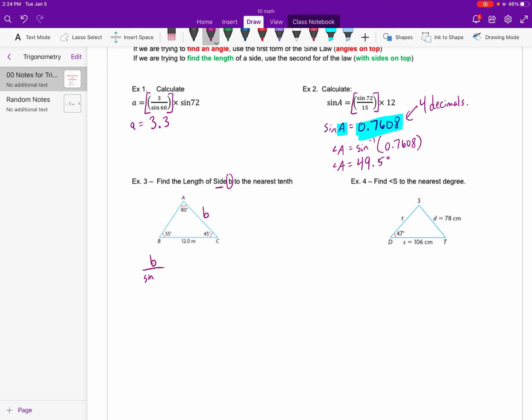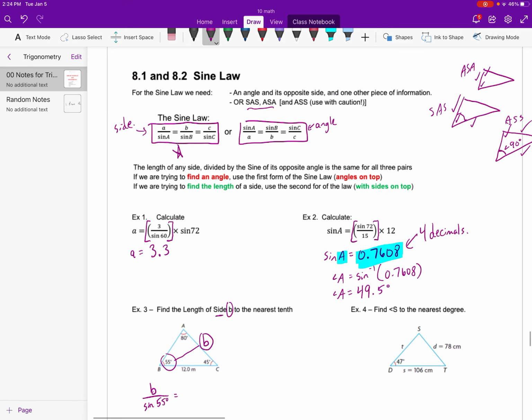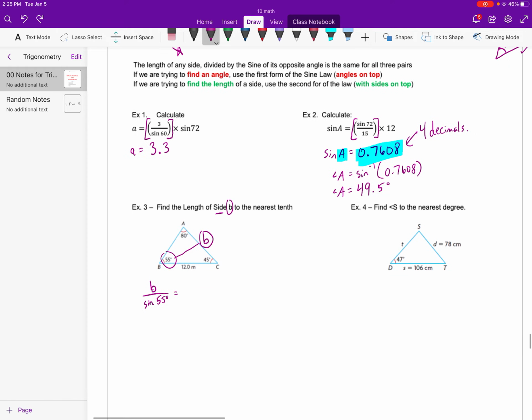Remember, it's opposite the capital letter B angle. So we're going to do this and this. So it's sine 55 degrees right there. Equals. And what we want to do is we're not actually going to use all three of these. We only need to use two of them. So the question is, which two do we want to use?